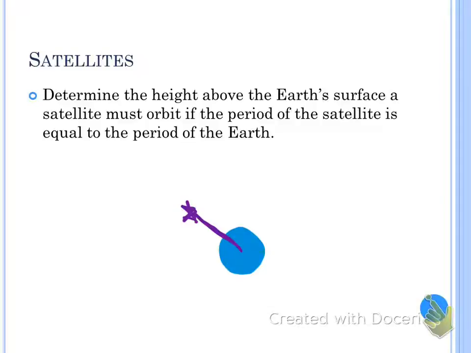Well, the moon's not always at the same location in reference to us on the Earth, right? We can't see the moon in the same spot.